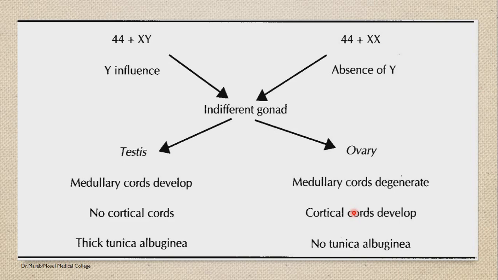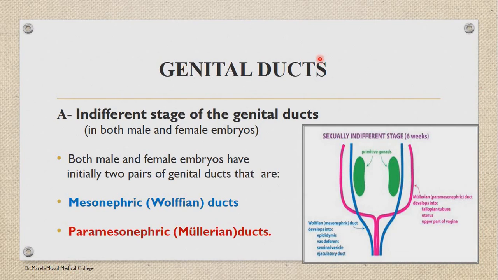The oogonia with the surrounding follicular cells will give the primordial follicle. There is no tunica albuginea, but there is a very thin capsule surrounding the ovary. Genital ducts. Genital ducts, like the gonads, also have an indifferent stage.